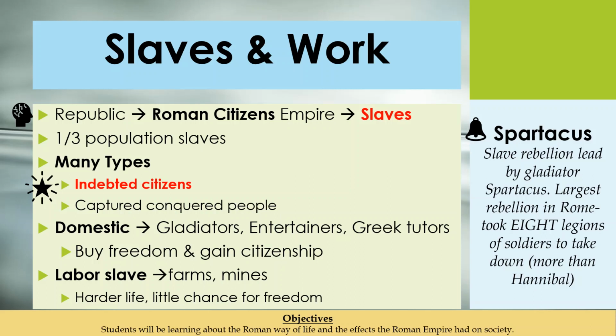Actually, during this time, there was an incredible slave rebellion led by a man named Spartacus. Spartacus was a gladiator who fought in the Colosseum, and he was tired of being a slave, and so he rebelled, and he took, I think it was like 10,000 other slaves with him. It was one of the largest rebellions in Rome at the time, and it took over 8 legions worth of soldiers to finally take them down, which was more than it took for them to take down Hannibal, which we talked about last week in the Punic Wars.